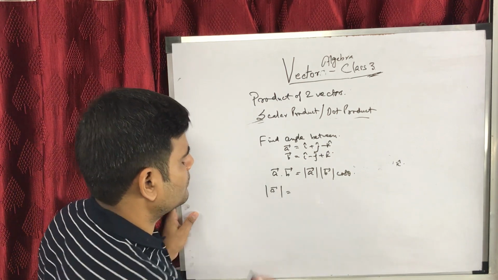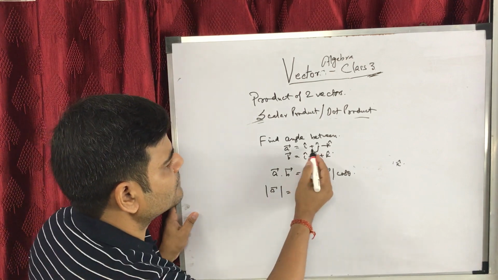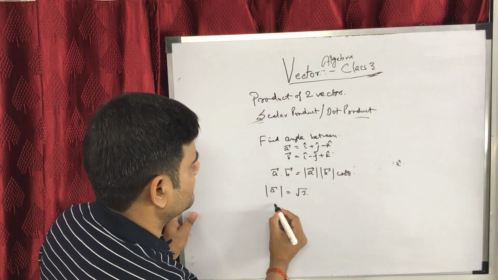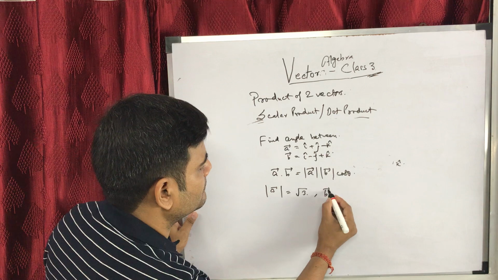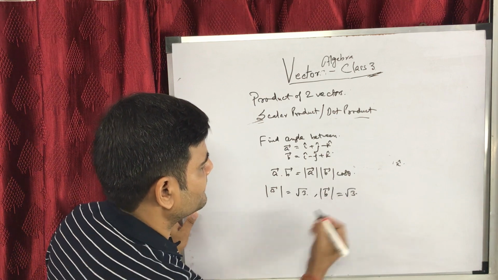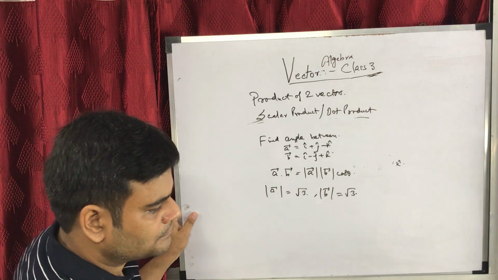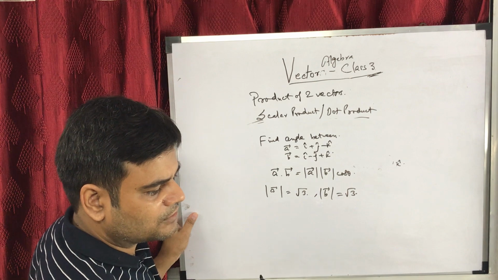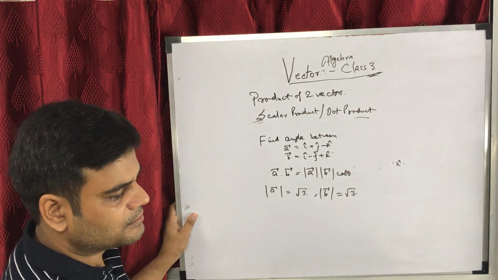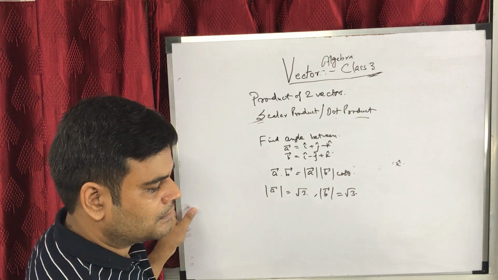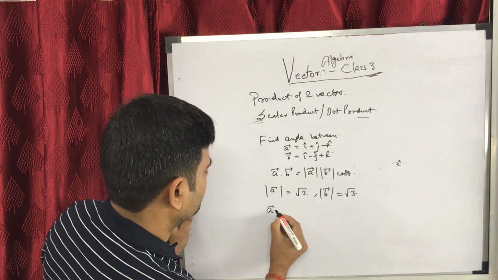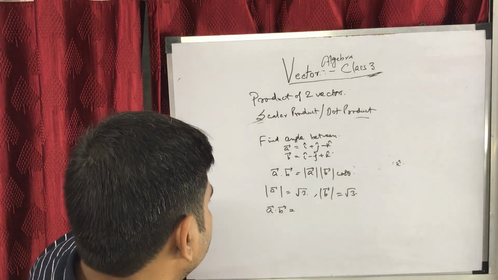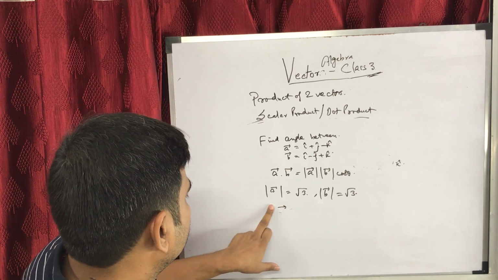So first calculate A. How much is A? Modulus of A is root of 1 square, 1 square, 1 square, that is root 3. Similarly, mod B is also root 3. And what is A dot B? What is cos theta?